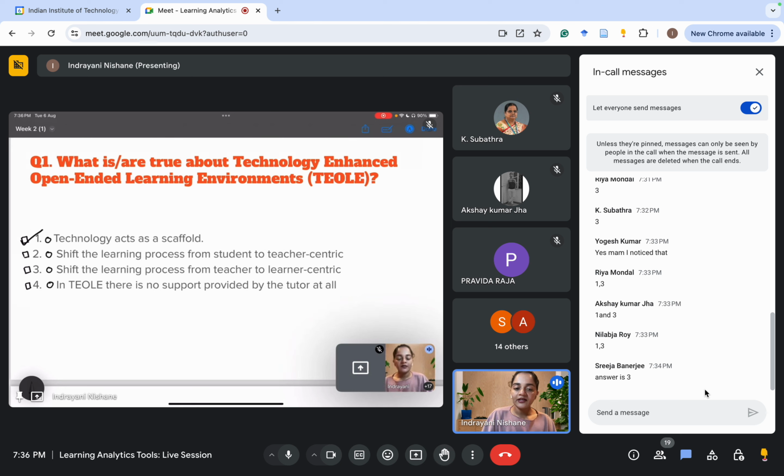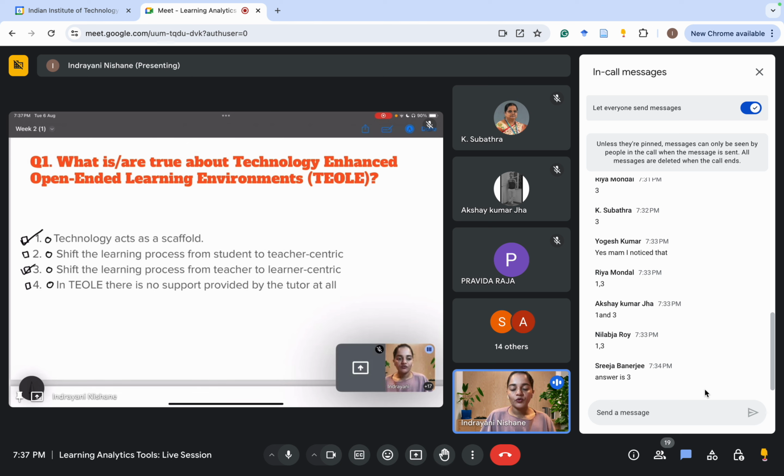In learner centric learning, that power is in the hands of the student: what topic they want to learn and how they want to learn. So shifting the learning process from student to teacher centric, no, that's not happening in an open-ended learning environment. In an open-ended learning environment, the student has the liberty to decide which topic they want to pursue. So option 3, shifting the learning process from teacher to learner centric, is true.